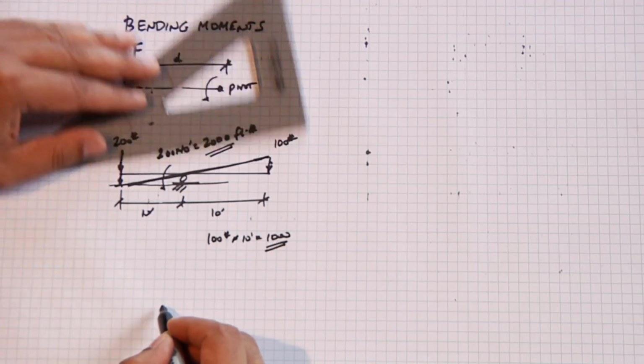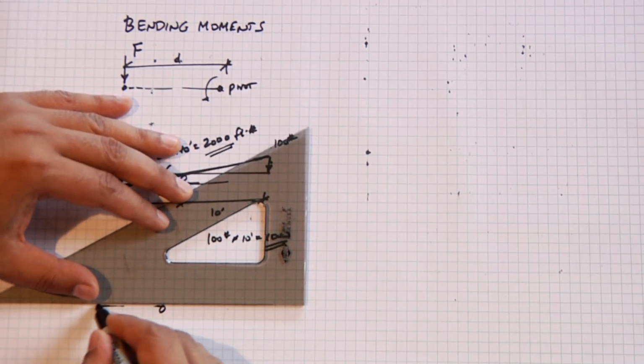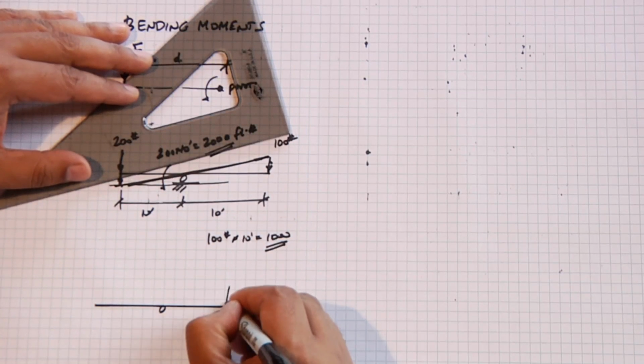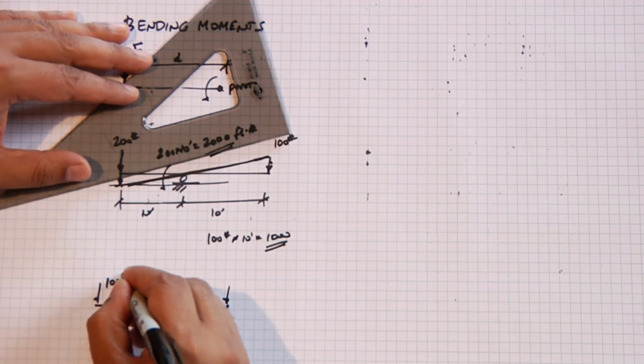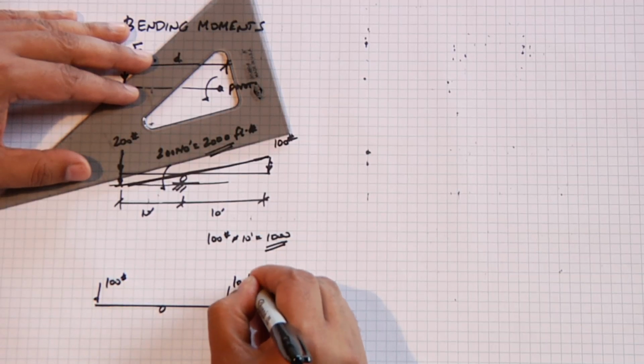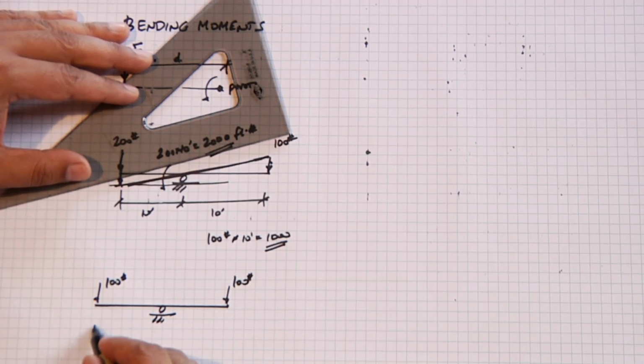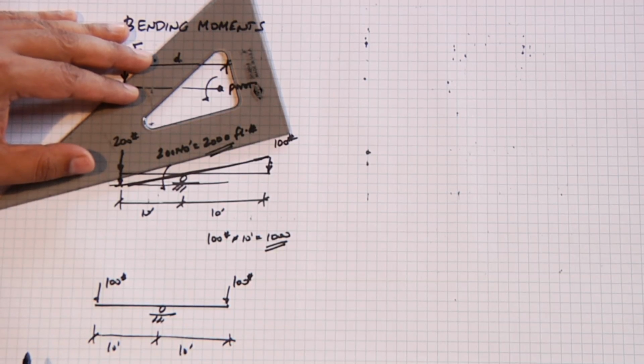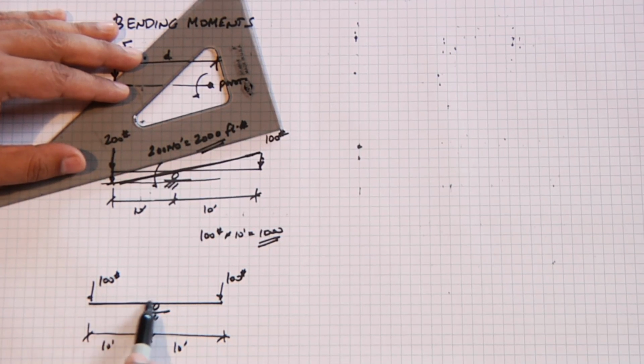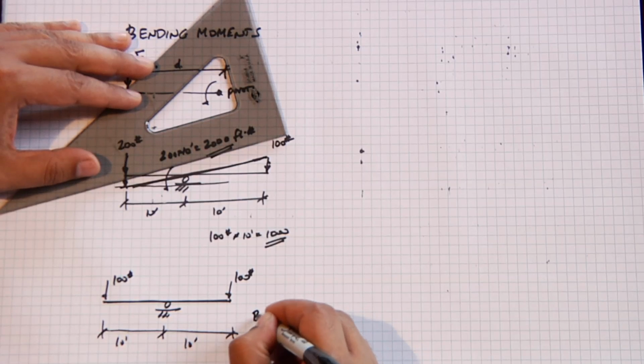But if the two people weigh exactly the same, and the distance is the same, in this next sketch, if it were 10 feet and 10 feet and the two people weigh exactly 100 pounds, then the seesaw will remain level. And that way we say that it's balanced.